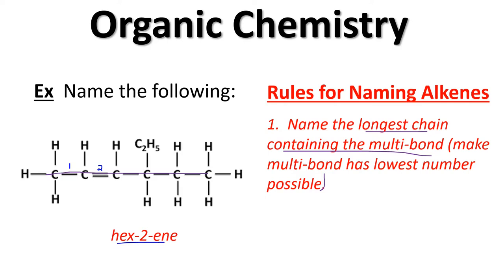Now I'm not going to renumber the chain to get this substitution group the lowest number possible. I'm just going to keep going here. So I'm going to go back and number our carbons. That was our first carbon, that's our second carbon, that's our third carbon, that is our 4th carbon. So we have an ethyl group on the 4th carbon. So this is a 4-ethyl hexene. So there you go, there's our rule. We got our longest chain, we got the multi-bond to have the lowest value possible, and then we just name the rest of the groups that were there.